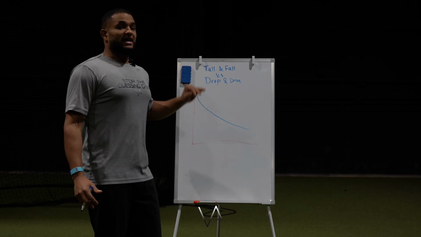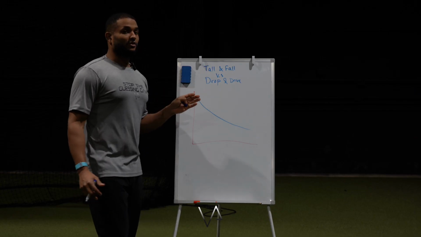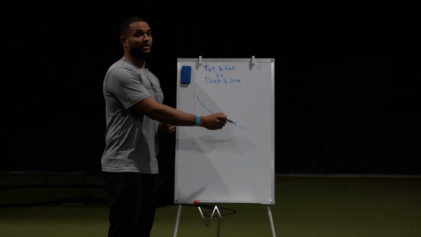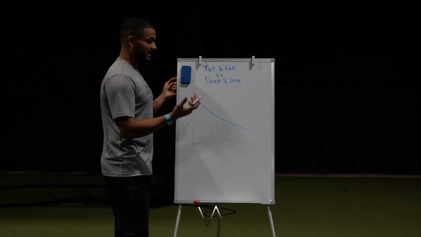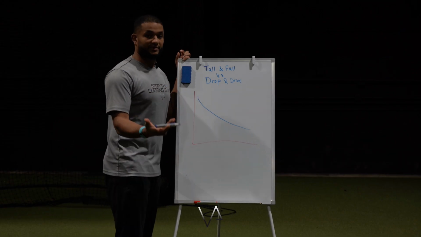We all have different movement preferences. We all have different ways of thinking to initiate a movement. So a lot of athletes may actually prefer more of a drop and drive style, and other athletes may prefer more of a tall and fall style. And from whichever one of those two spectrums you fall on, your down and out curve is going to look very, very different. For example, let's say you're more of a drop and drive athlete.